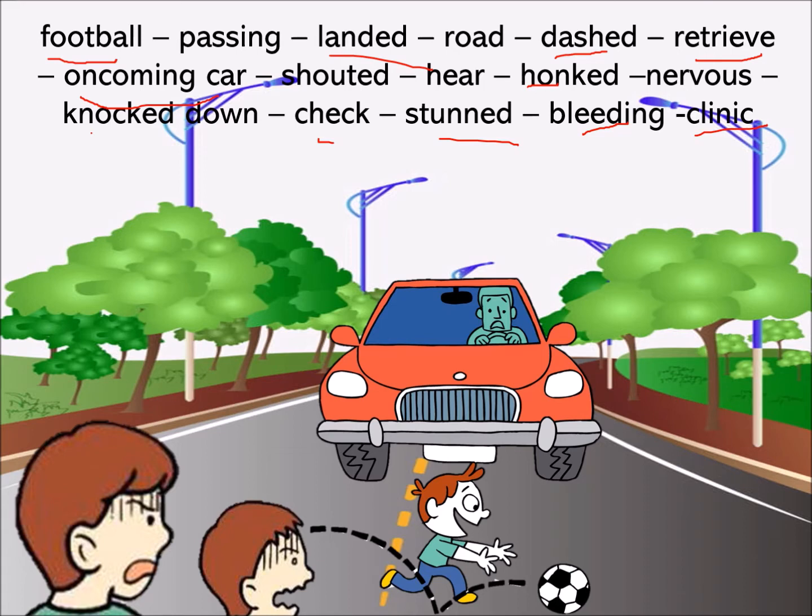Therefore, the car driver quickly stopped the car and got off the car. Don't write come down, you cannot come down the car, you cannot go under the car, but get off the car or get out of the car. The car driver got out of the car to check on the boy. The boy was injured. You can write his leg, his arm, his face was bleeding, so the car driver took him to a nearby clinic. So the story should be like this, right?